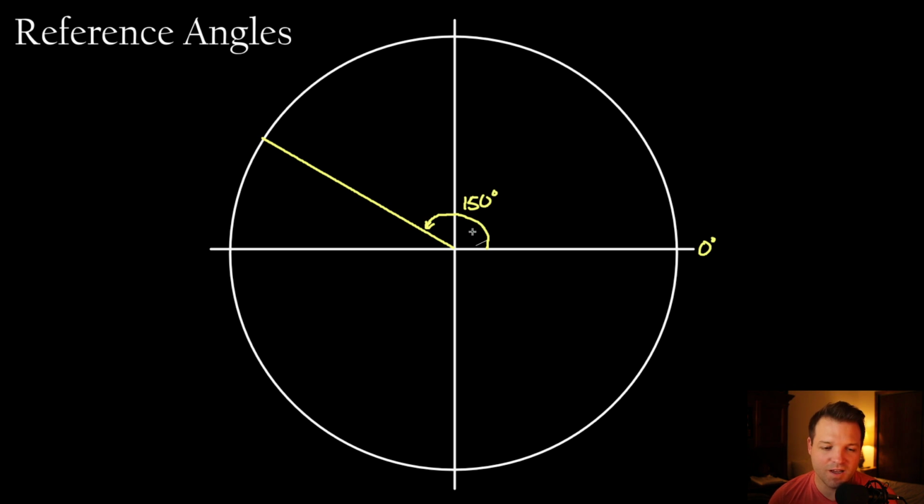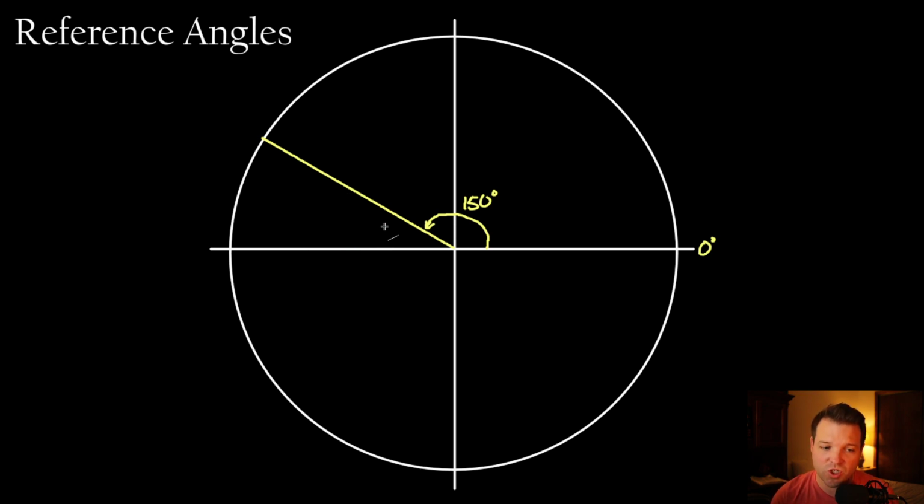And that is too big to be a right triangle, and so that's a problem. We need to have right triangles in order to do a lot of mathematics. So what we do is we say, well, no, it is between the terminal side and the x-axis.